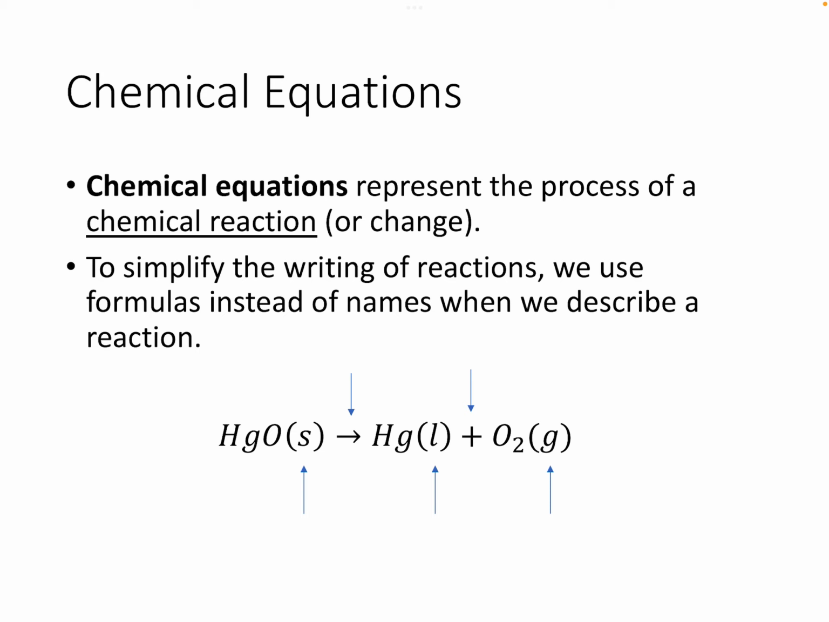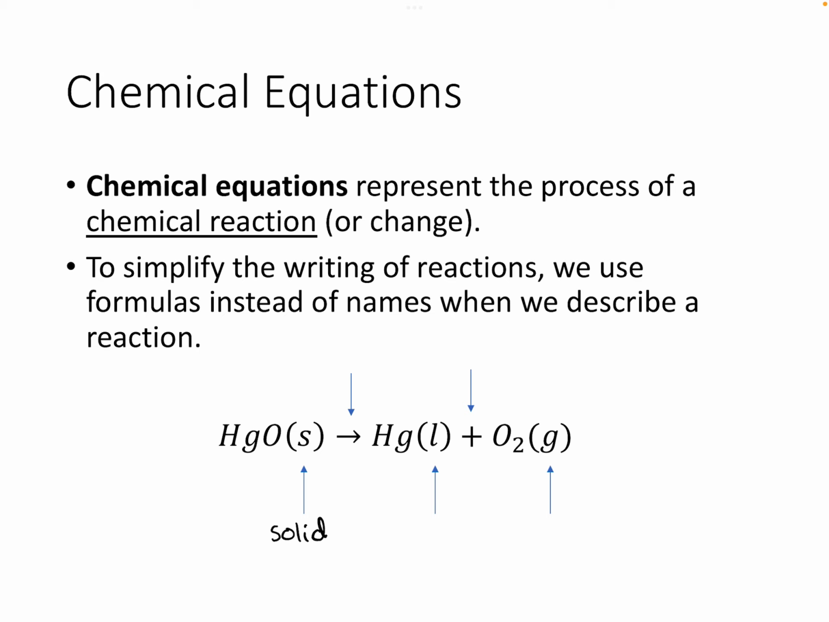So down below I have that mercuric oxide again, and we used the chemical formula for mercuric oxide, which is HgO, much simpler to write. And then in parentheses next to that, we have a lowercase s. So s stands for solid. So not only can we tell somebody else which reactants we're using, but we can also tell them what phase the reactant is in. So in this case, the reactant is a solid.